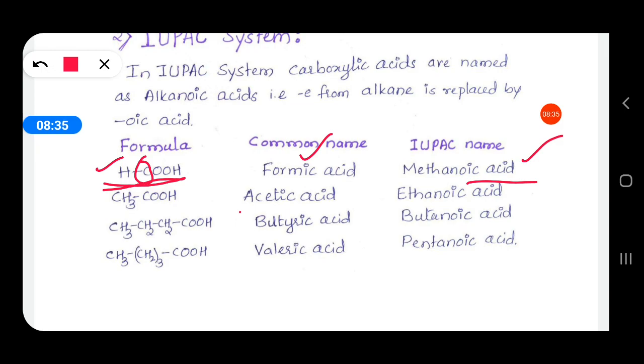CH3COOH, the common name is acetic acid. But in the IUPAC name, 2 carbons are present. The root word becomes eth, ethane. The last E is replaced by oic acid. So it is called ethanoic acid.